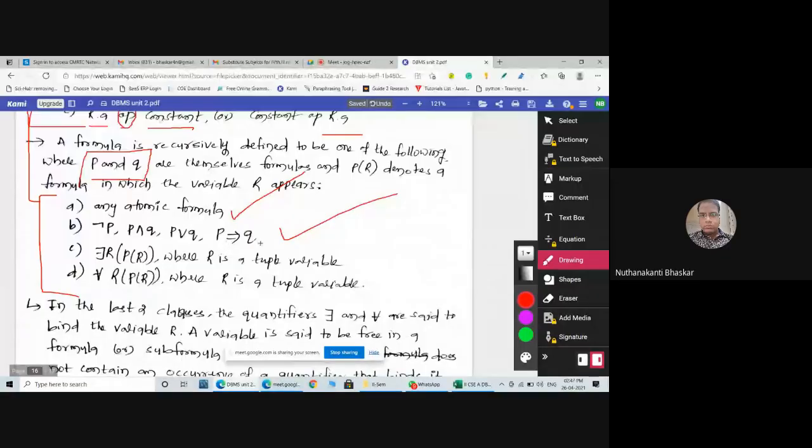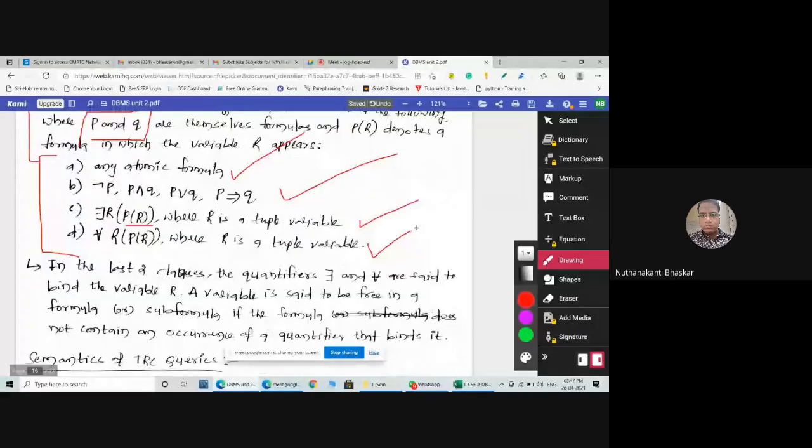The third one, C, is there exists R, P of R. If R exists, then the formula is P of R, where R is a tuple variable. There exists means, you know very well. The last one is for all R, P of R. For all means for all the cases, it must be true. Then we can use for all R of P of R.